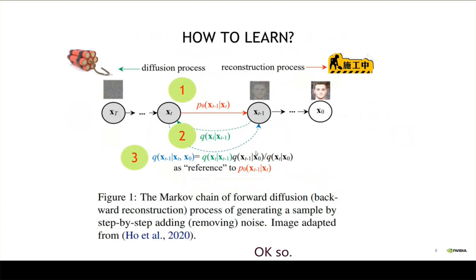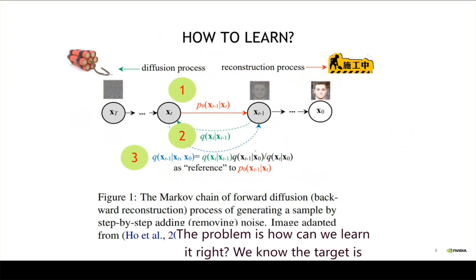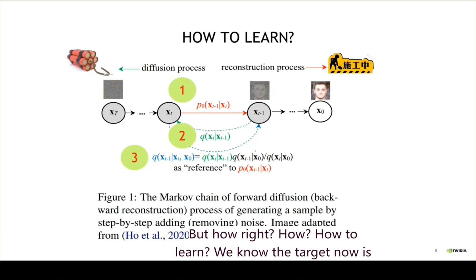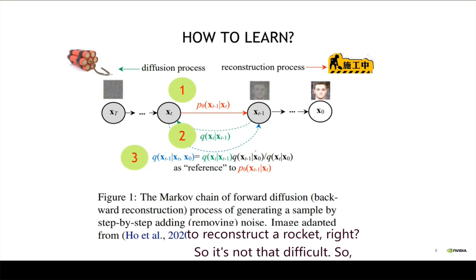Okay, so the problem is how can we learn it, right? We know the target is to build a rocket, to build a building from nothing. But how, right? How to learn? We know the target now is to reconstruct a rocket, right? So it's not that difficult.